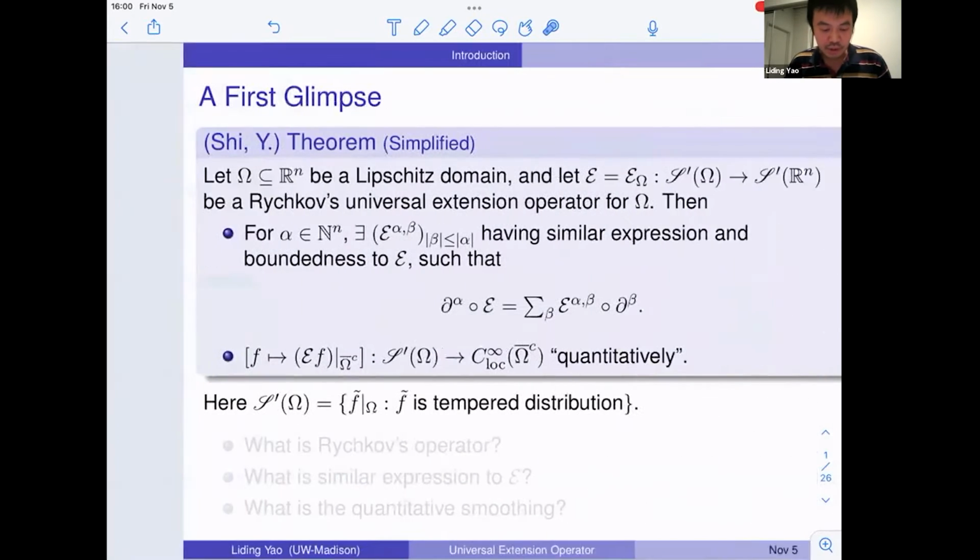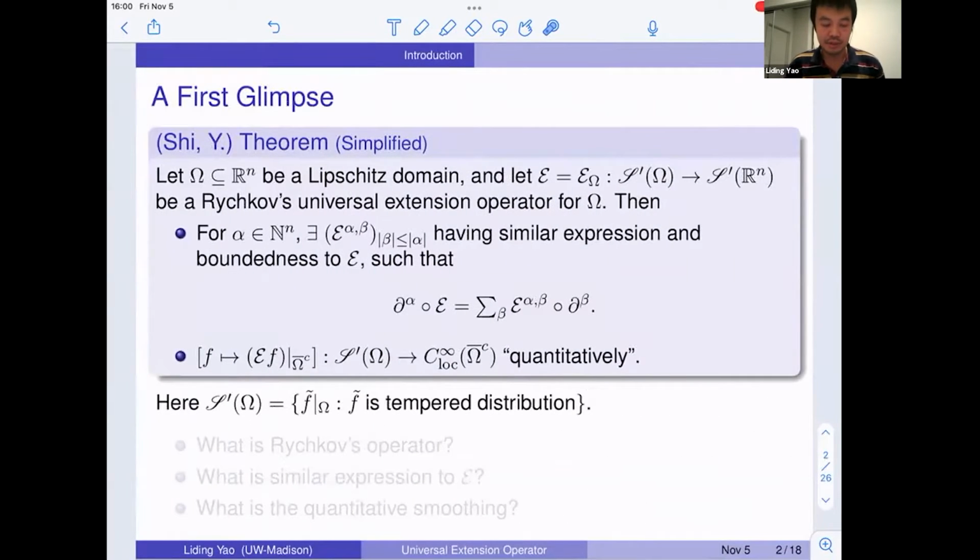Okay, so let me give you a first glimpse of what we have done. We start with a Lipschitz domain. We usually think about this as a bounded Lipschitz domain. Then we consider the so-called Rychkov extension operators on that, and we studied two aspects of these operators.